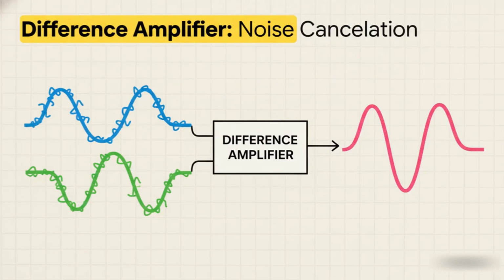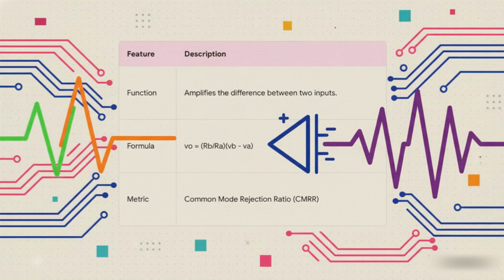All right, so we can scale, we can invert, we can add. What's missing? Subtraction. And that is exactly what the difference amplifier is for. Oh man, this circuit is fantastic. It looks at 2 different inputs and is incredibly good at ignoring anything that's the same on both of them. We call that common mode signal, and a lot of the time that's just noise you want to get rid of. So it throws out the noise and only amplifies the actual difference between the 2 signals. So powerful. And we even have a way to measure how good it is at this, called the common mode rejection ratio, or CMRR for short.